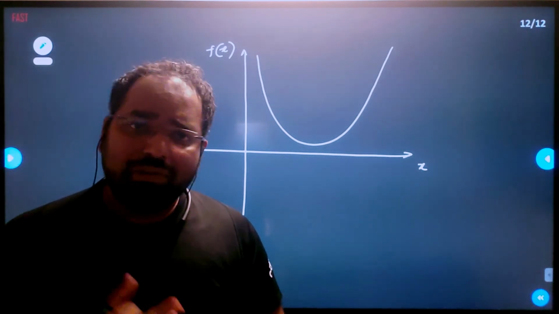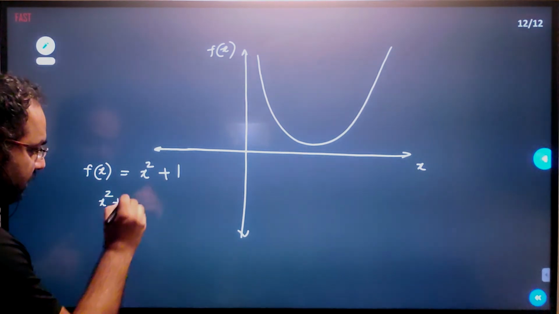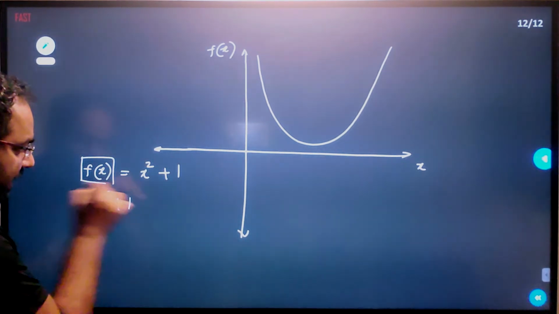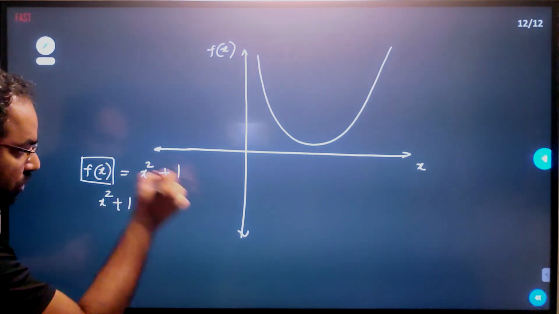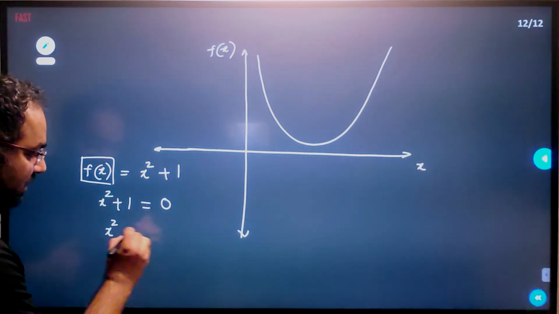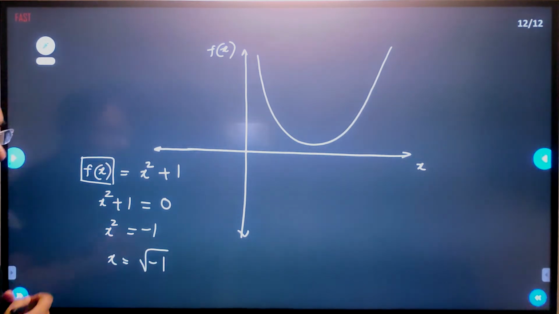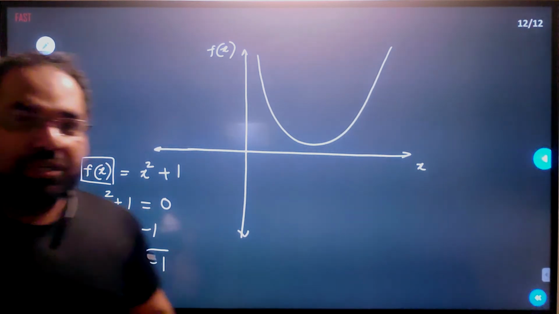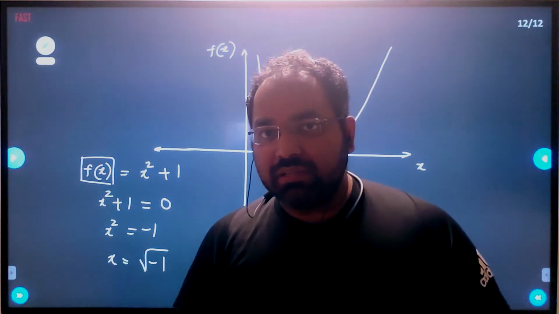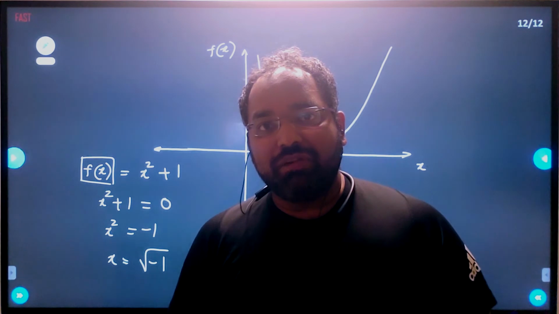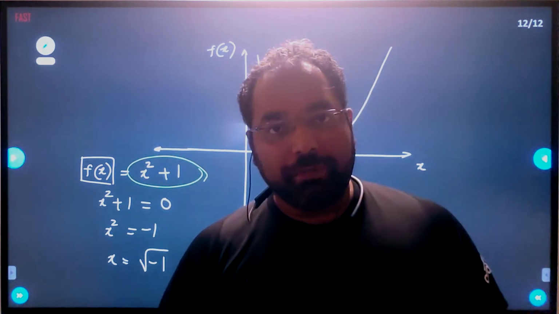I'll take a simple example of how such a quadratic polynomial would look. So I have x square plus 1. First, to find the zeros of the polynomial, I need to make f of x equal to 0. So I get x square plus 1 equal to 0. I'm going to push the 1 that side. I get x square is equal to minus 1, which means x becomes square root of minus 1. The next question is, when I find the square root of minus 1, will I get a real answer? No, I cannot find the square root of a negative number. But you notice it's still a quadratic polynomial for me.